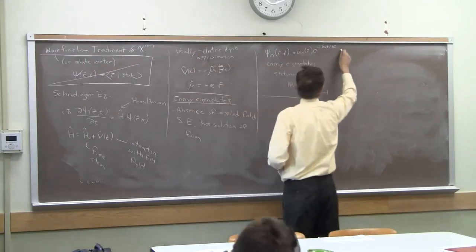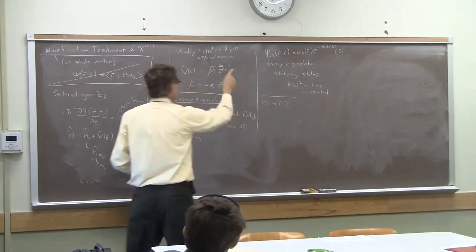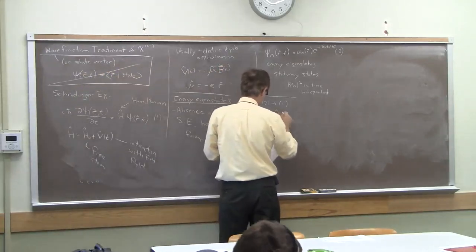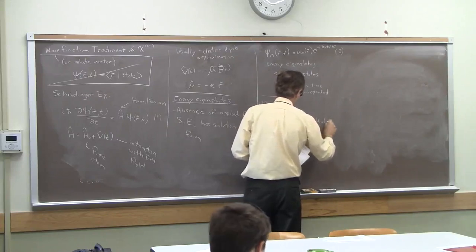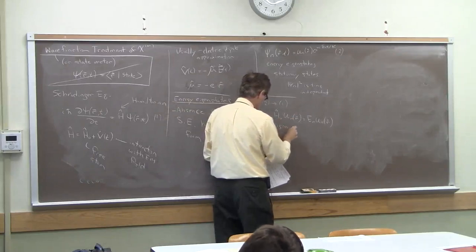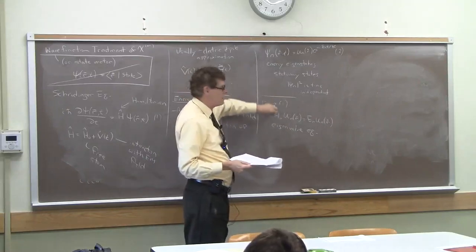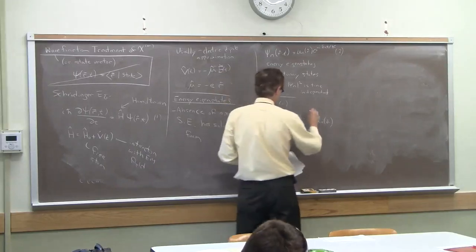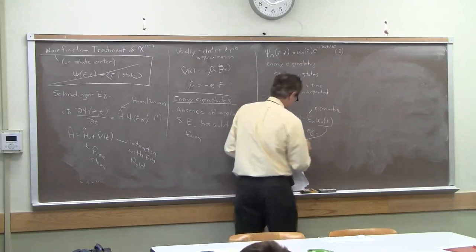Now, let's take equation two and introduce it into equation one. And we find that equation two satisfies equation one if H naught times U n of R is equal to E n times U n of R. And of course, the form of this equation is an eigenvalue equation. An eigenvalue equation means you apply an operator to a function, you get back the same function, but with a number out front. So the number is called the eigenvalue, and then this is called the eigenfunction.